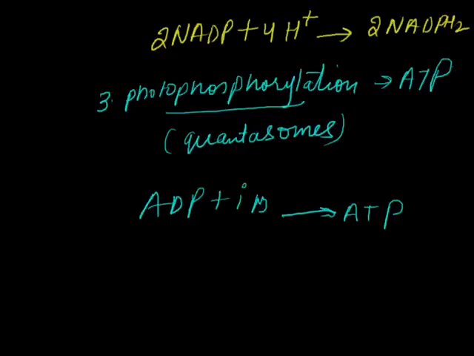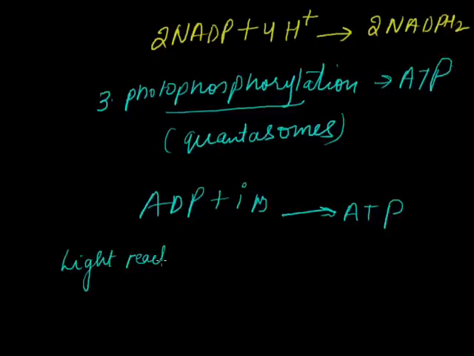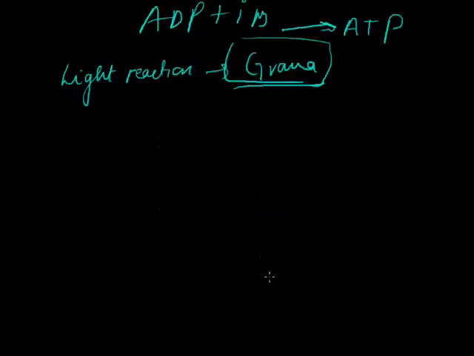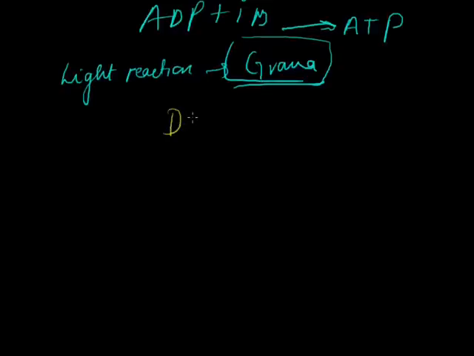Now, the site for light reaction is the grana of the chloroplast. So light reaction occurs in the grana portion of the chloroplast. Now we'll switch on to the dark reaction.